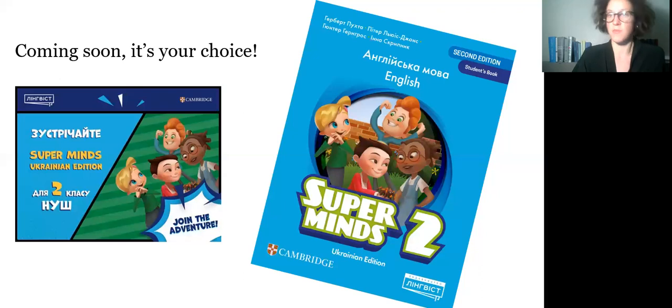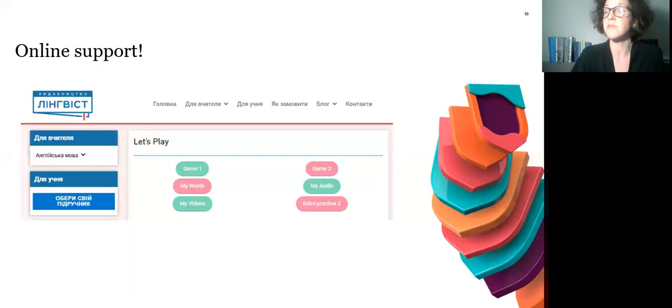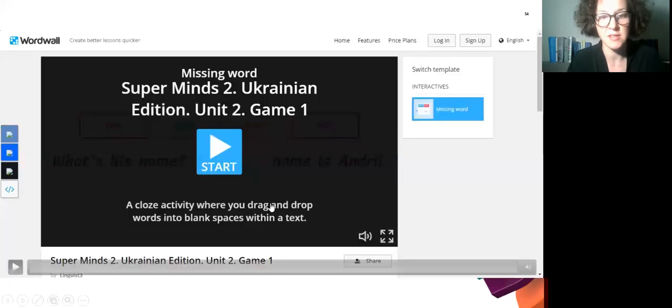This is Superminds Ukrainian edition for the 2nd grade, and you can already check it out on the Publishing Linguist UA website. If you go online, type Publishing Linguist UA, and here will be the 1st grade, and you choose the 2nd grade, you will be able to have a look at the samples of students' book, videos, audios, and online support. More components are to come a little bit later, but as of now, you can check out our online support, which is just amazing.